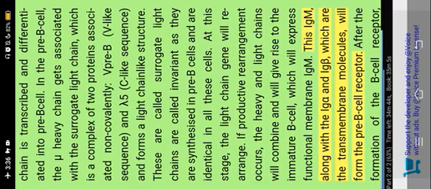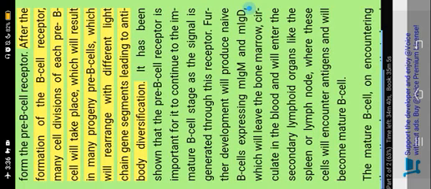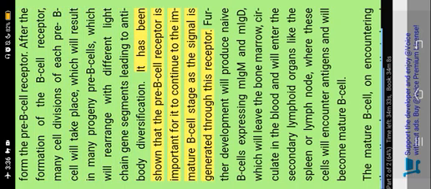This IgM, along with the Ig alpha and Ig beta, which are the transmembrane molecules, will form the pre-B cell receptor. After the formation of the B cell receptor, many cell divisions of each pre-B cell will take place, which will result in many progeny pre-B cells, which will rearrange with different light chain gene segments leading to antibody diversification. It has been shown that the pre-B cell receptor is important for it to continue to the immature B cell stage as the signal is generated through this receptor.